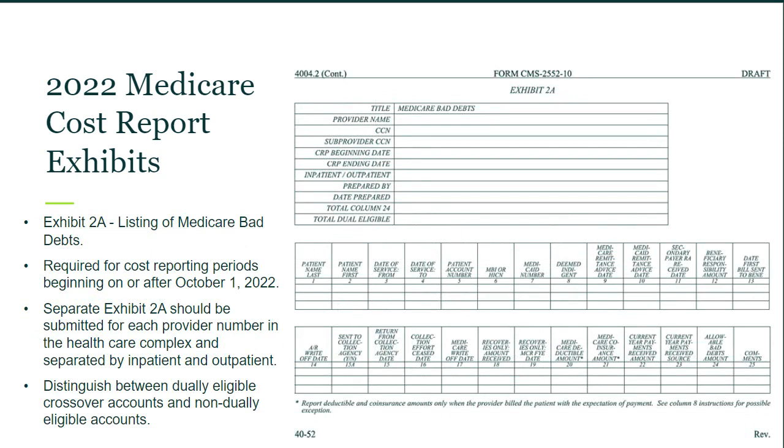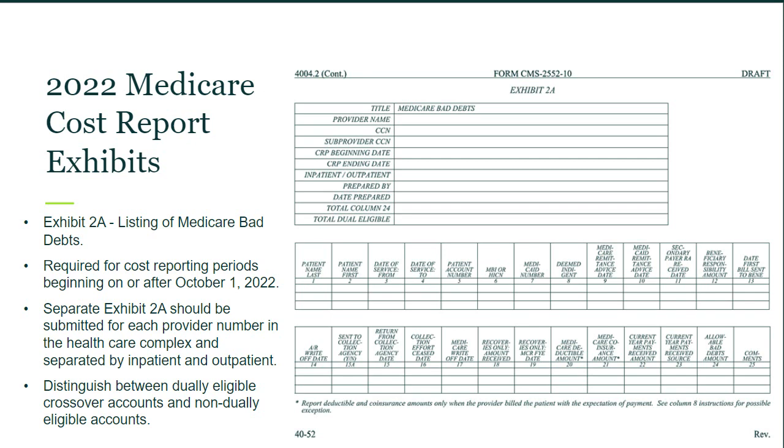And then for Medicare bad debts, there's also a new exhibit. Exhibit 2A will replace the current Exhibit 2. While the format is similar to the current Exhibit 2, there are several new required columns that providers need to be aware of. One update is in regards to remittance advice dates. The current Exhibit 2 only has one column. Now you see two columns. They want those separated into the Medicare and Medicaid.